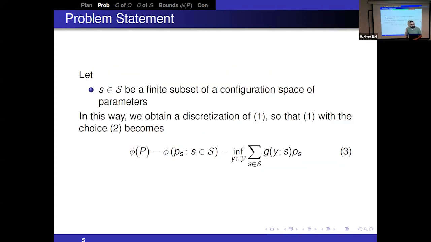Oftentimes, and this is where scenarios enter the equation, in order to be able to solve problems, we need to discretize, right? Oftentimes, the number of realizations might be infinite, and so forth. So we need scenarios in order to discretize, to be able to then solve and obtain a solution.